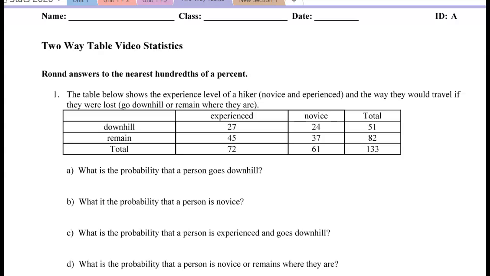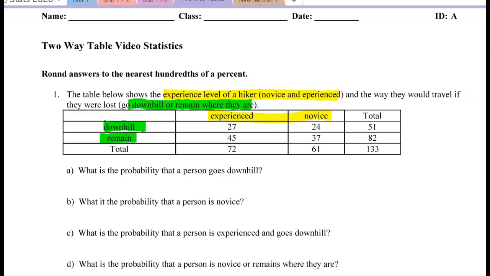So if you read problem number 1, the table here shows the experience level of a hiker, experienced or novice. So that's a categorical variable. And the way they would travel if they got lost, if they go downhill or remain where they're at. That's also a categorical variable.